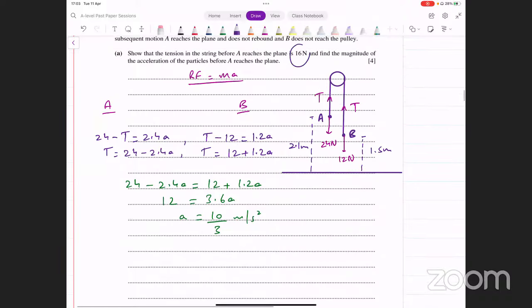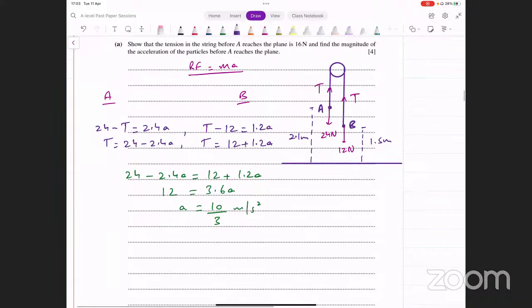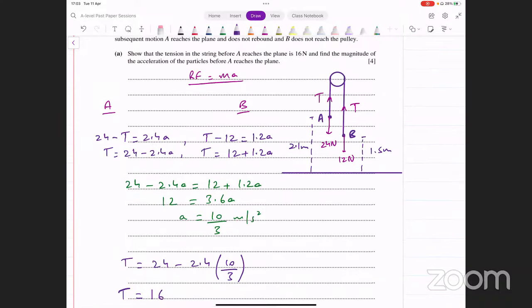टेंशन आपको प्रूव करनी है कि वो 16 न्यूटन है. उसके लिए हम क्या कर सकते हैं? किसी भी इक्वेशन में इनपुट कर दें कि आपके पास टेंशन की वैल्यू क्या आती है. Tension equals 24 minus 2.4 into 10 over 3. Put this whole thing in your calculator and see what that gives you. 24 minus 2.4 into 10 divided by 3. And we get 16 from this. ये आपकी टेंशन की वैल्यू आ गई. Okay? That was part A of this. आपको टेंशन फिगर आउट करनी थी और एक्सेलरेशन फिगर आउट करनी थी.